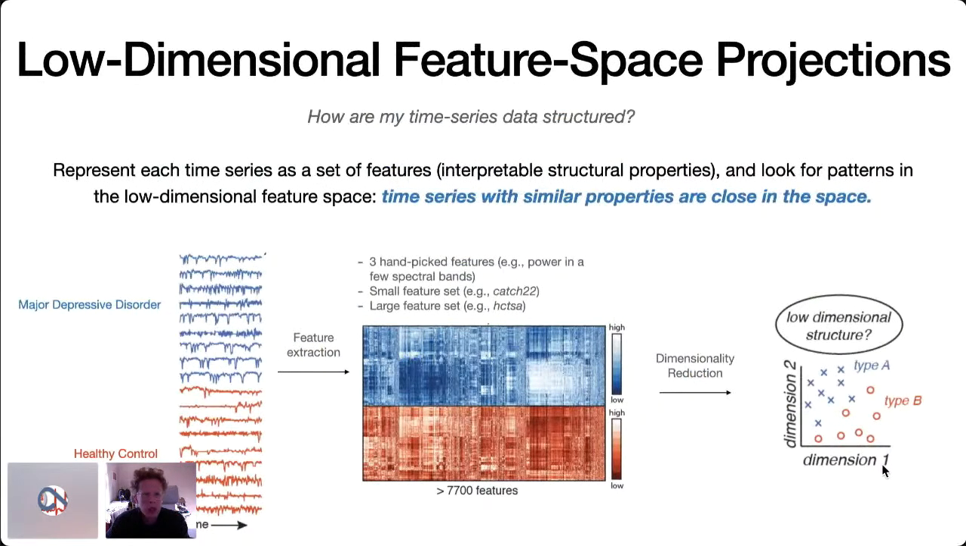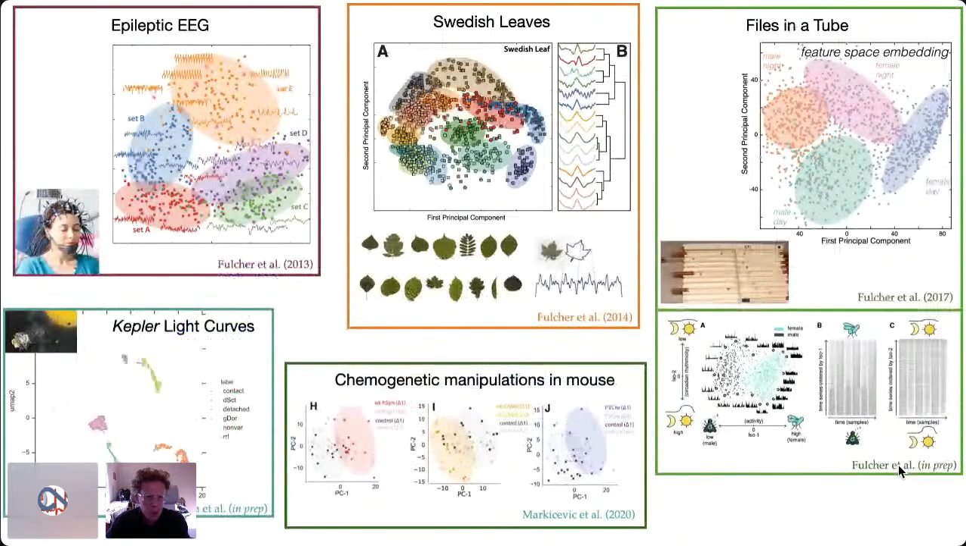Okay, so the first thing that you might want to ask from this approach is, how are my time series data structured? So here you might have your two classes of data. You do a dimensionality reduction like I showed you before. And people have done this a fair bit. Well, many of them are us, but okay. So these are all ones that we've done.